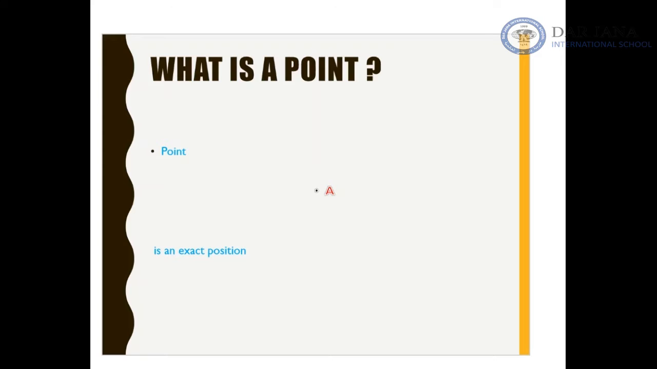If I ask you what is a point, directly you're going to think of the point that you use to end your English sentence or any sentence. In math it's different. A point is an exact position. If you look here, you're going to see that here I have point A, here I have, for example, point B, here I have point C, here I can have point D. Each and every point has its own specific place or position.